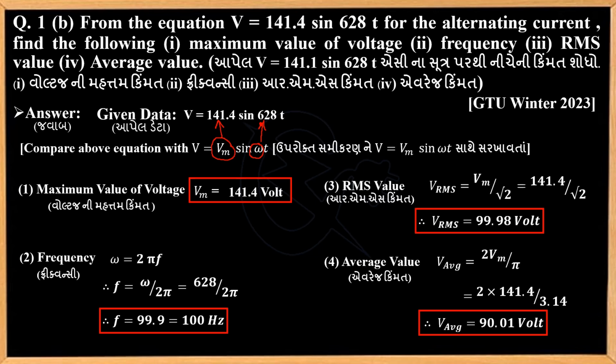Here the main important point is we have to consider the equation V is equal to Vm sin omega t and compare the equation with the given one. So we can directly find the given parameters.